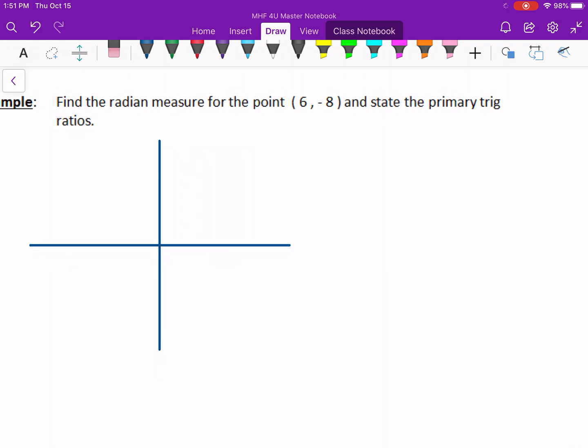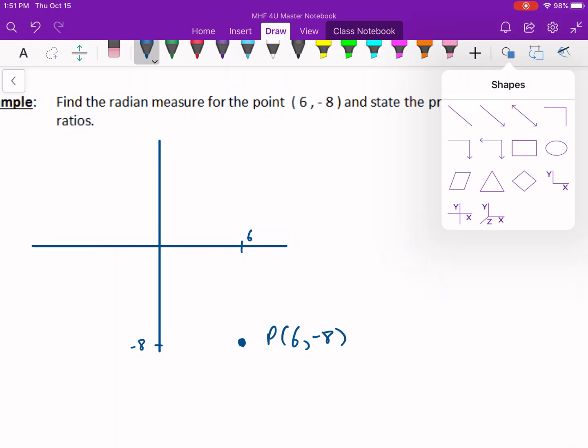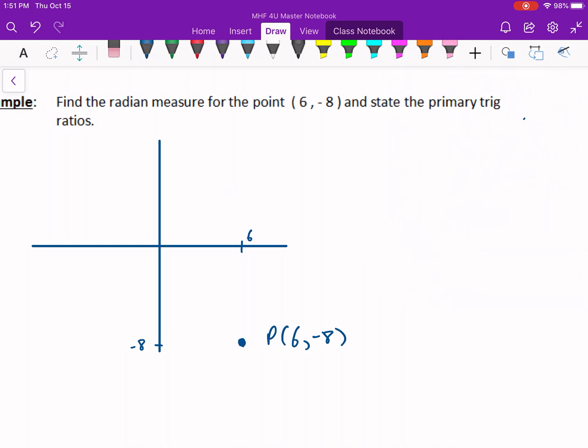So 6, negative 8 is going to be, let's say this is 6 on the x-axis and negative 8 on the y-axis. So the point is here. This is the point 6, negative 8. If I want to find the radian measure for it, what it means is connect that point to the origin with a line.